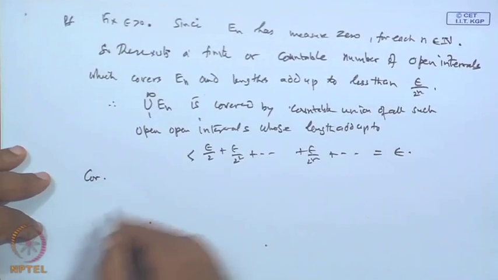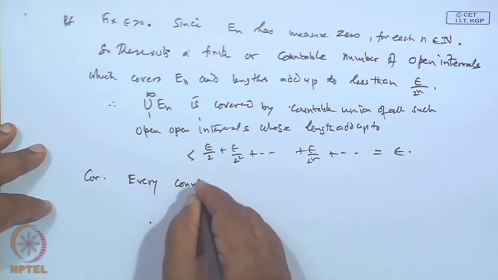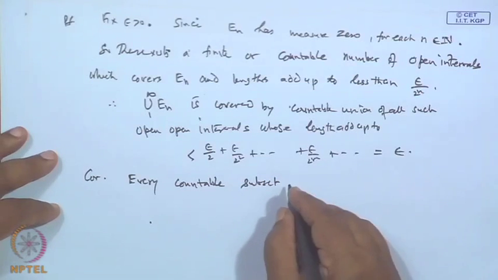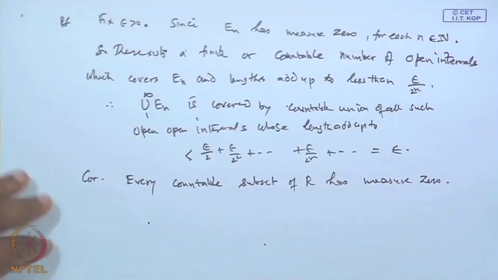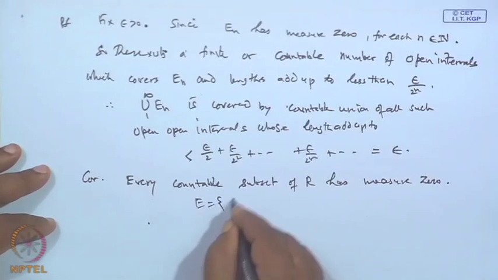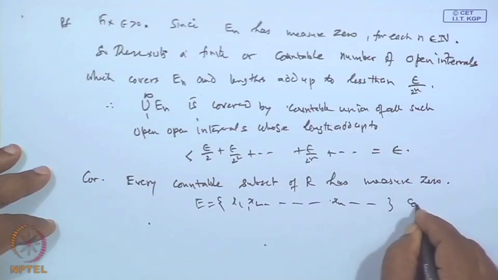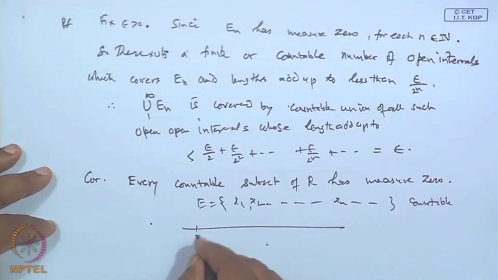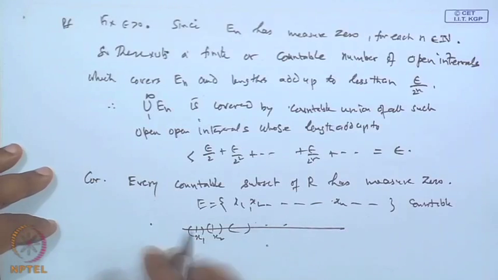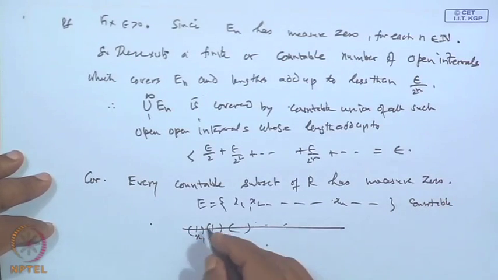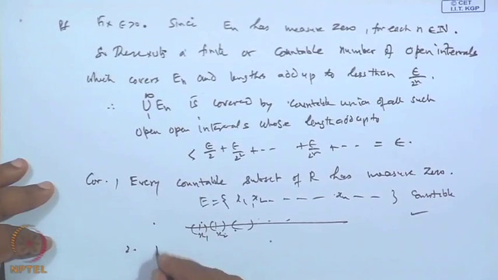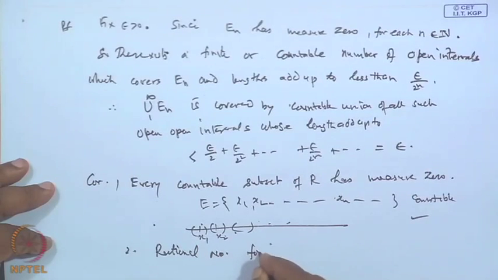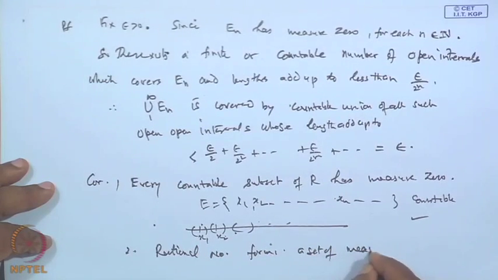So, this proves it. As a corollary, we can say every countable subset of R has measure 0. The reason is, suppose E is a countable set, we can arrange it in the form of a sequence. So each one, x1, x2, xn, we can enclose by means of a countable number of open intervals, and the sum of these will be less than epsilon. Rational numbers form a set of measure 0, because rational numbers are countable.